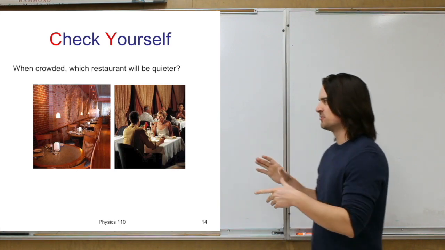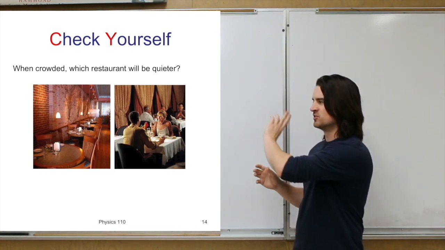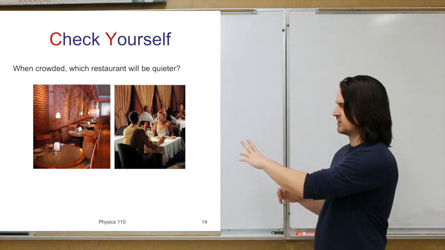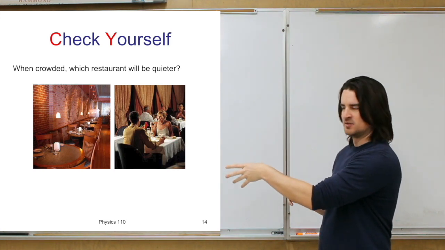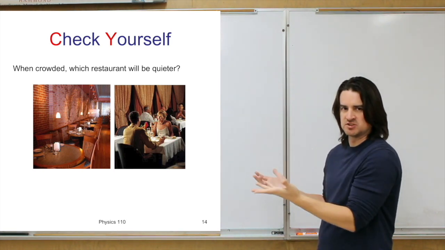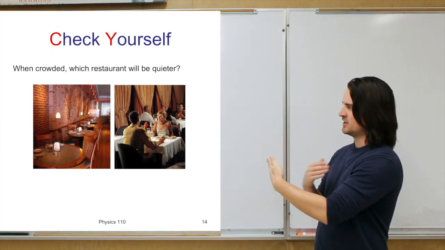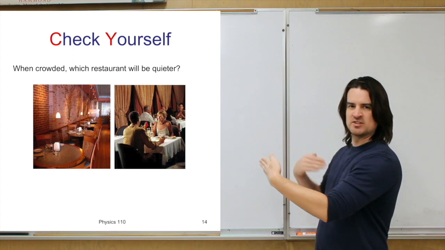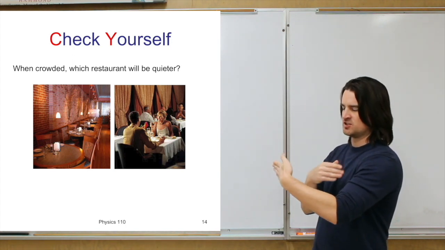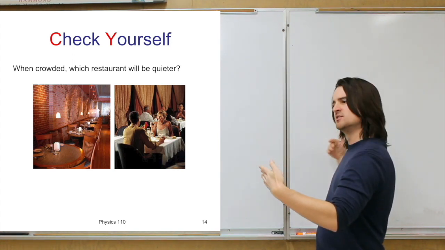Alright, so hopefully you recognize that in the left image, the walls of the restaurant are brick. Brick is stone, basically. It's a very rigid, hard surface. So when the sound hits those walls, it reflects off and doesn't really lose any energy. So it's just as loud as the sound that went in, as loud as it's going to be when it comes out.